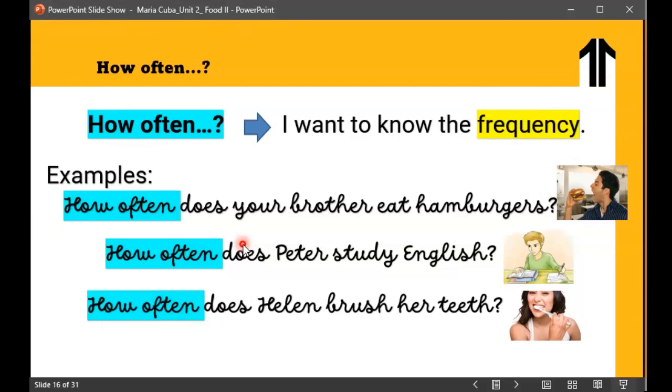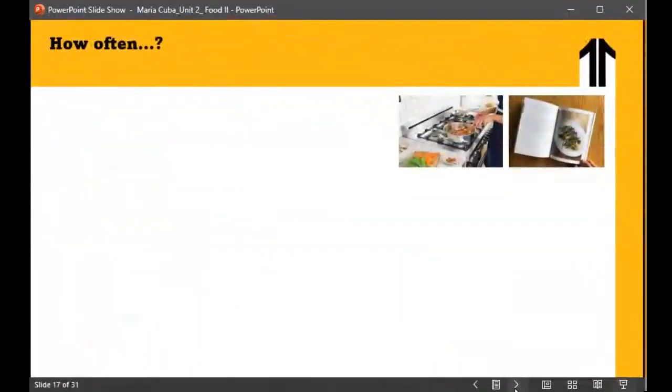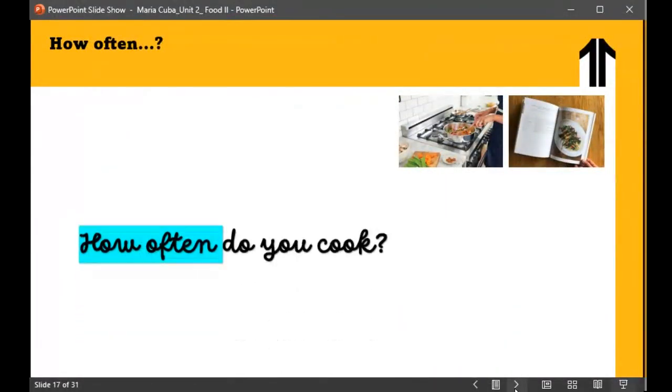Okay, these are questions for you to ask about the frequency. And the possible answers are using frequency adverbs, for example, hardly ever or sometimes, or we can also use expressions to talk about the frequency.